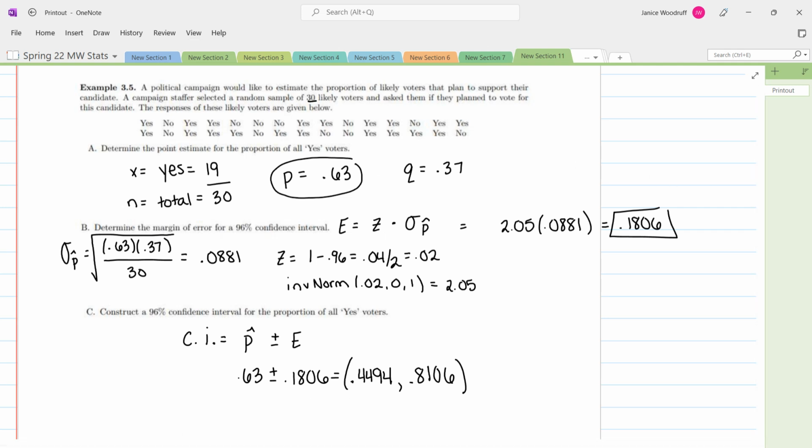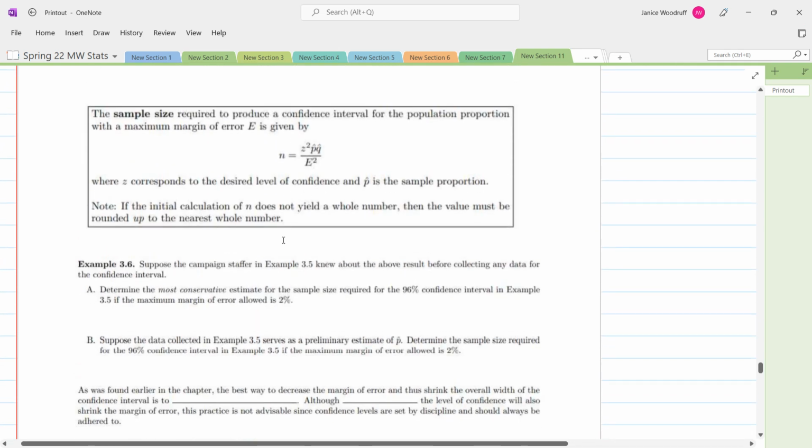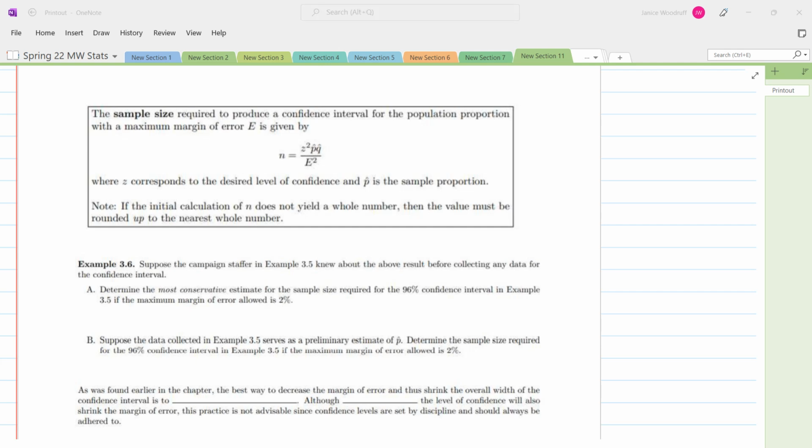Let's go ahead. One other thing we have is finding a sample size. Okay, so the sample size required to produce a confidence interval for the population proportion with a maximum margin of error. So now this is just in a proportion, what would be the required sample size if I want my margin of error to be 1%, 2%, 5%, etc. Z is going to be the desired level of confidence, and then P is going to be the sample proportion. Sometimes it's not going to tell you P, okay? If it doesn't tell you P, you're just going to use 0.5 for that one. So 0.5 for both of them.